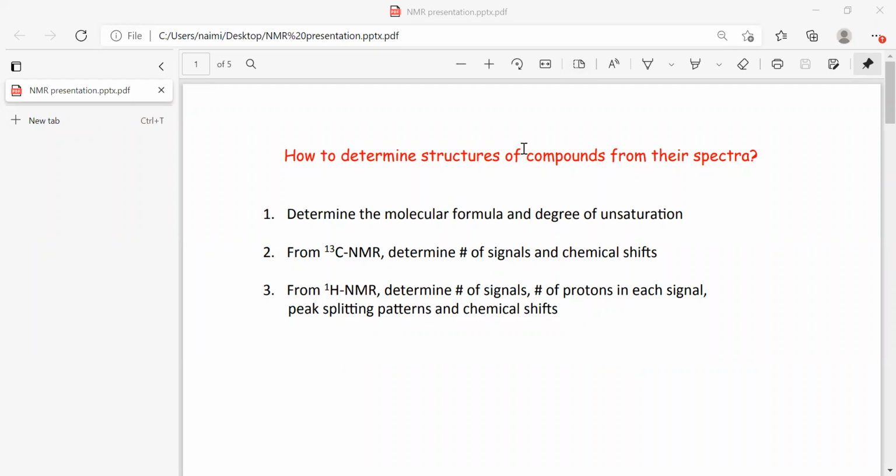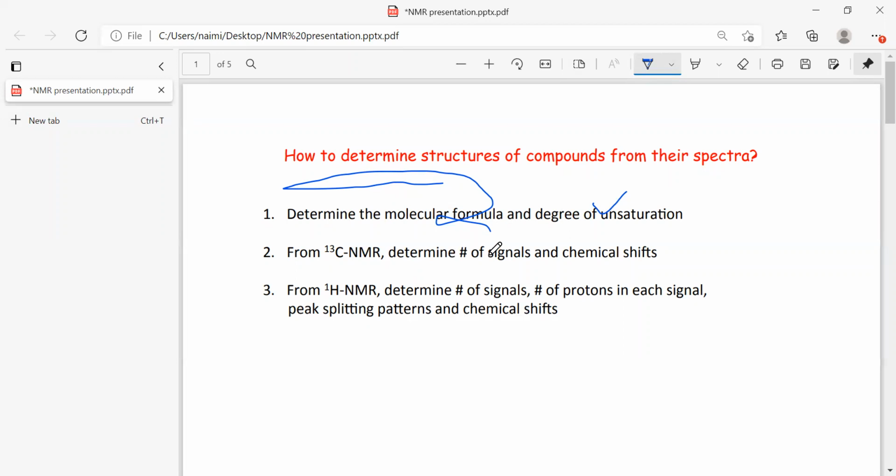Today we are going to discuss how to determine the structure of organic compounds from their spectra. First of all, you should know about the molecular formula and degree of unsaturation. If you know the molecular formula, then you can determine the degree of unsaturation. Second, from C13 NMR, determine the signals and chemical shifts.